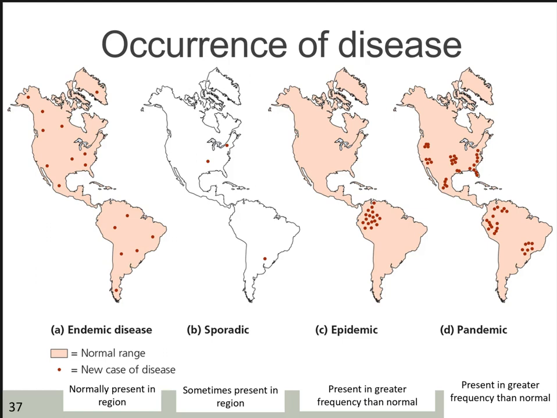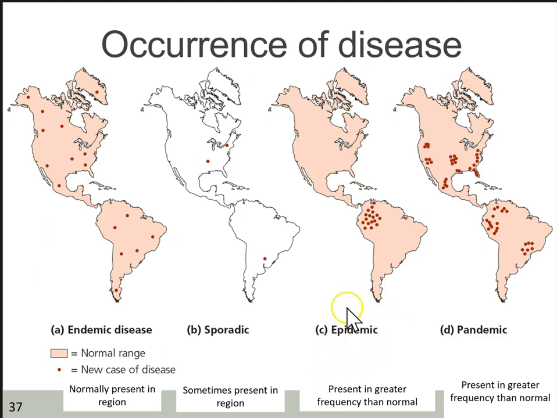Then there can be sporadic outbreaks. These are sometimes present in a region. They may happen annually. They may happen every decade, but they don't normally occur. There's not an occurrence of that particular disease on a regular basis.